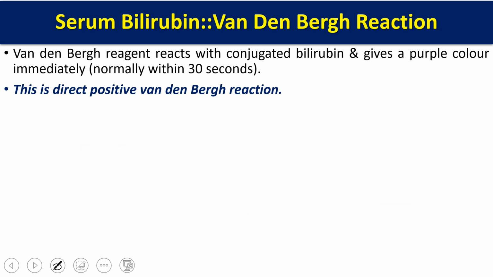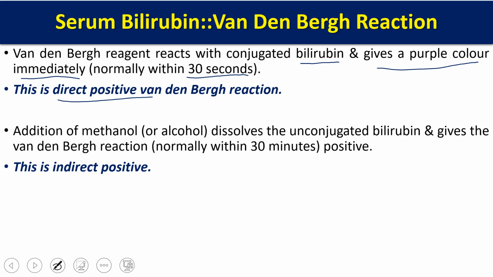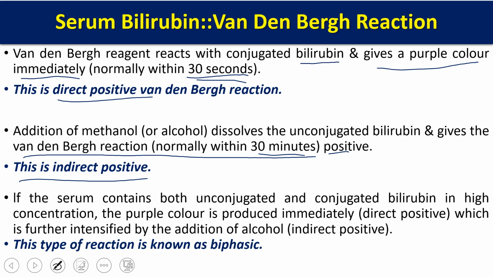Van der Waals reaction reacts with the conjugated bilirubin and gives a purple color immediately, normally within 30 seconds. This is called the direct positive reaction, and this is only for the conjugated bilirubin. Addition of methanol or any other organic solvent dissolves the unconjugated bilirubin and gives the van der Waals reaction normally within 30 minutes. Here it was 30 seconds, here it is 30 minutes, which means after a certain time. This is called indirect positive, and this is only positive for the unconjugated bilirubin.